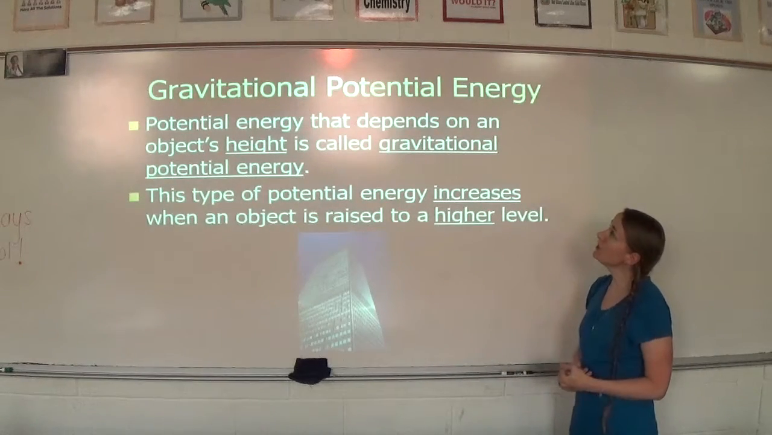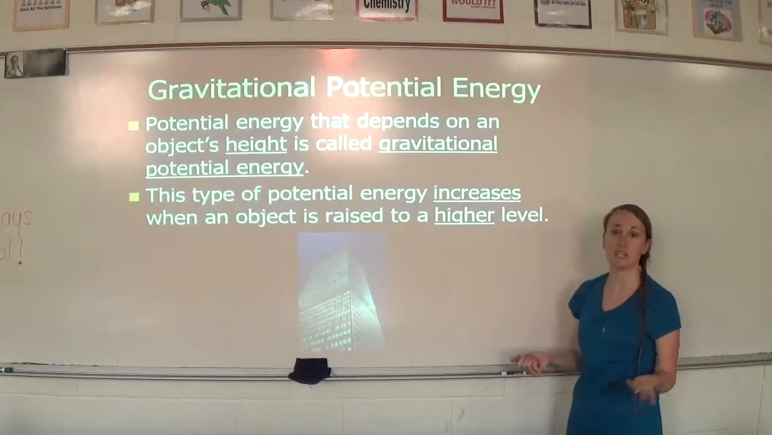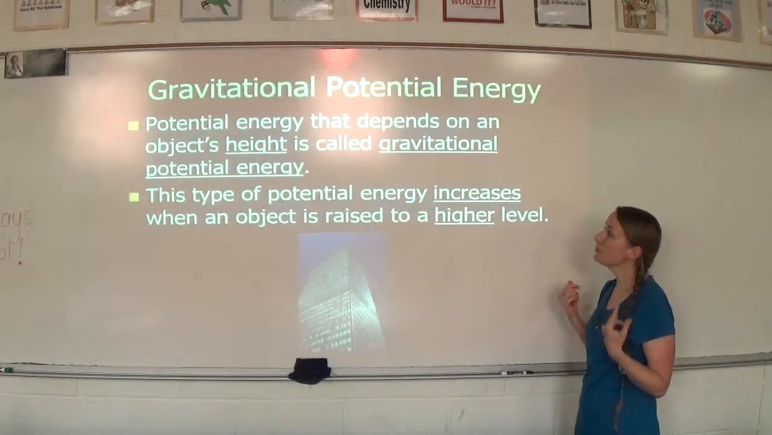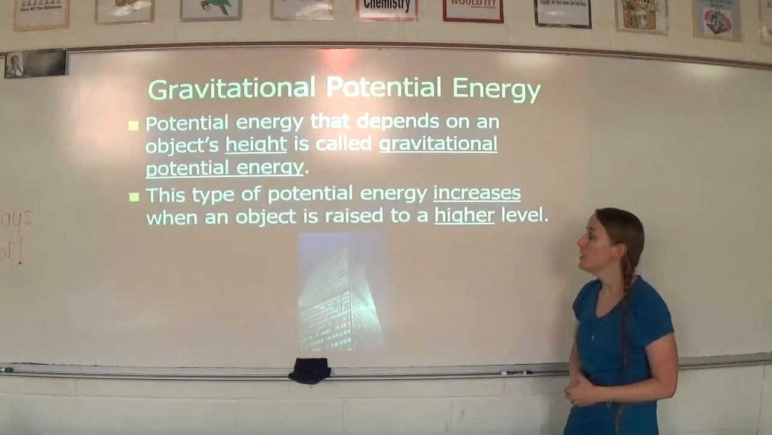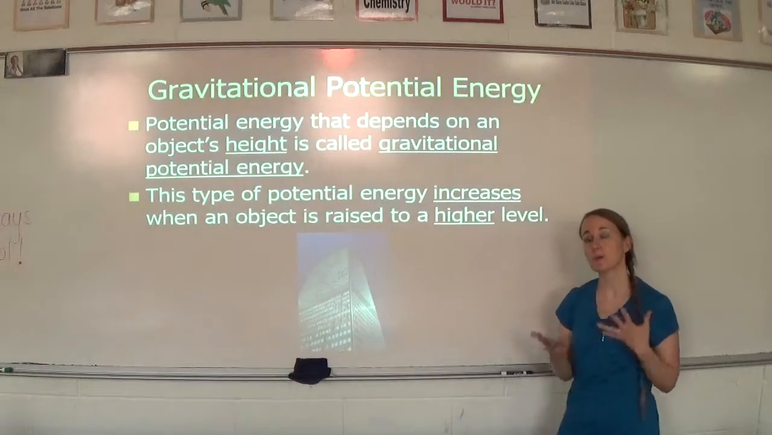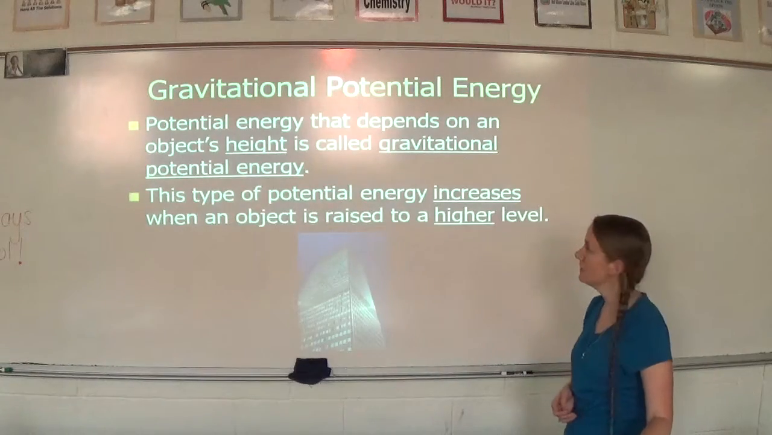Potential energy that depends on an object's height is called gravitational potential energy. That's the one I was just talking about. This type of potential energy increases when an object is raised to a higher level. So if you have somebody standing on the sidewalk versus somebody standing on the top of a skyscraper, the person on the top of the skyscraper would have more potential energy because they're at a higher height.